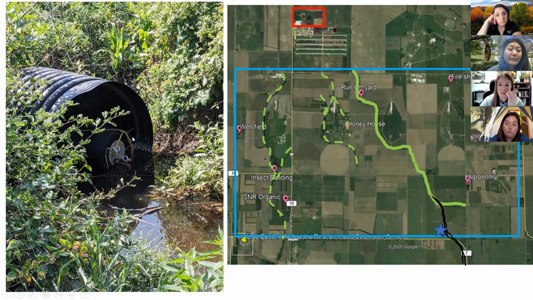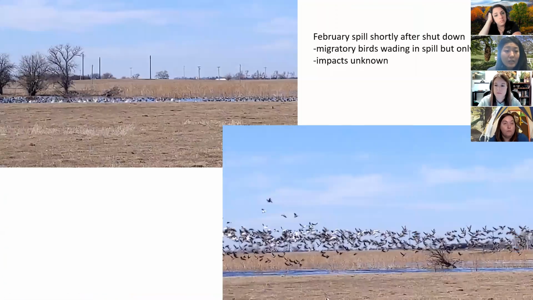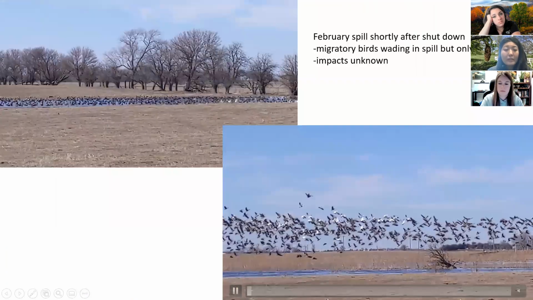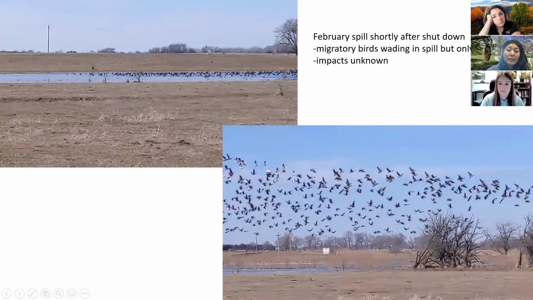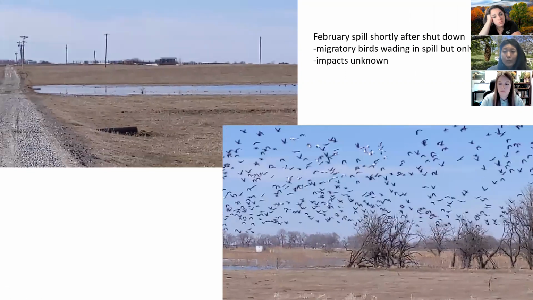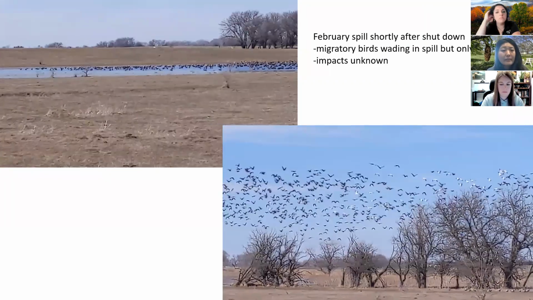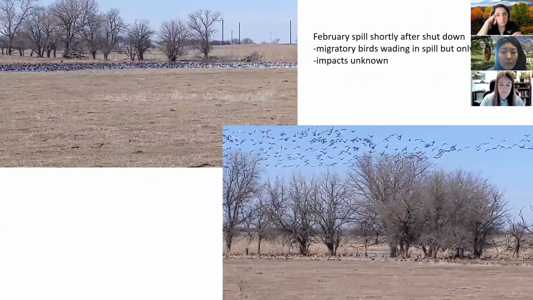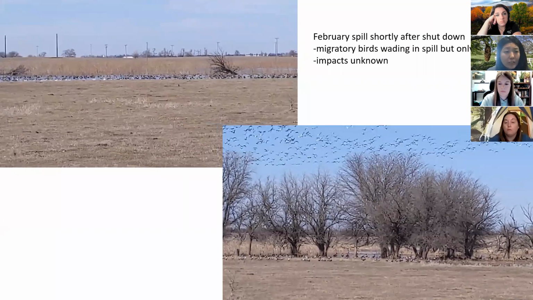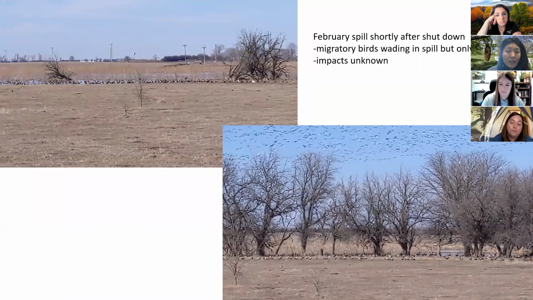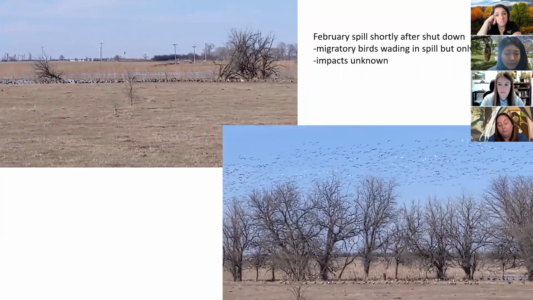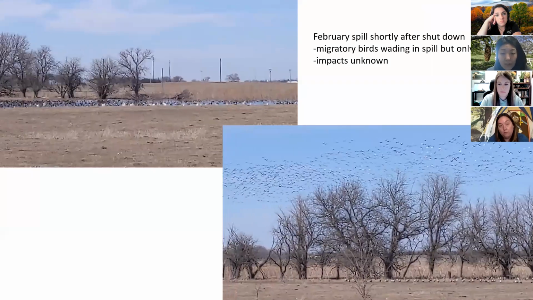They have placed some plugs into these culvert systems, but there's a number of these waterways that we have to monitor. The February spill created a lot of water on this property, and as you can see, there are a lot of migratory birds waiting in the spill only briefly. When you approach it, they fly off. So the impacts of this kind of short-term exposure are unknown. But they're certainly feeding and waiting in this wastewater, and that can't be good.